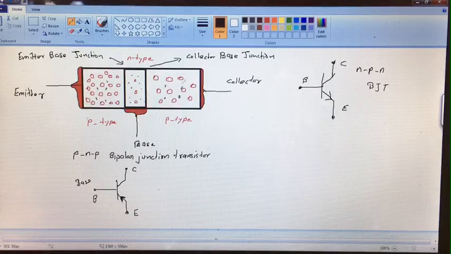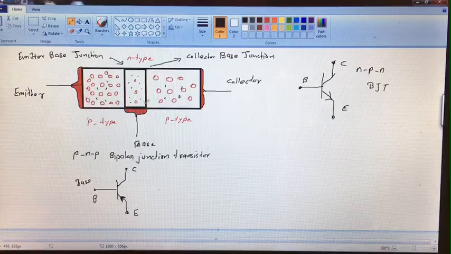Collector is the region of a bipolar junction transistor which collects the charge carriers. It is less dense in charge carriers, but its area is larger. The base has a very narrow width. You can suppose that it is only used to provide the gap between emitter and collector. Base is a lightly doped region and its area is too small.